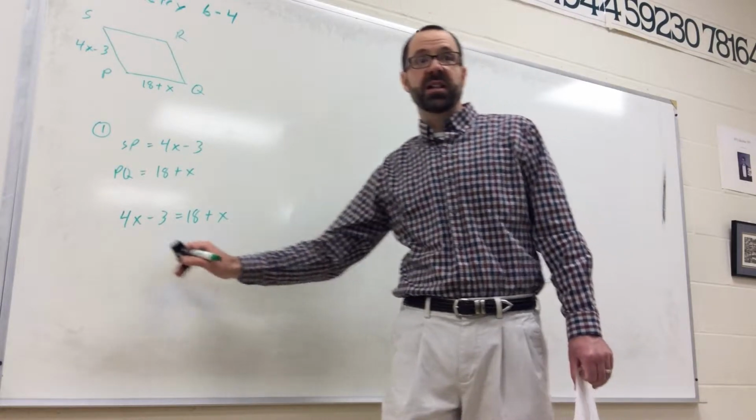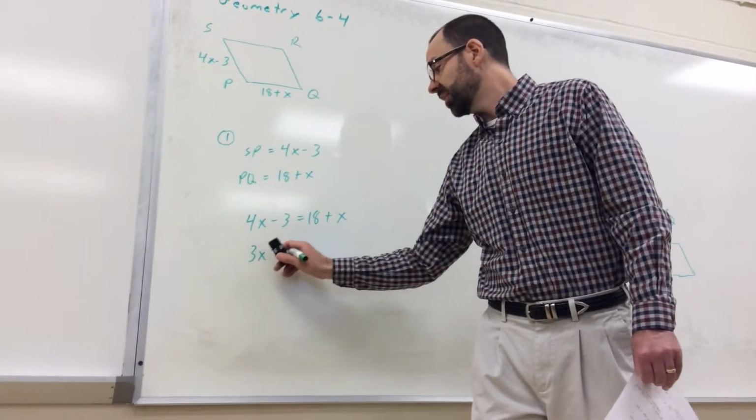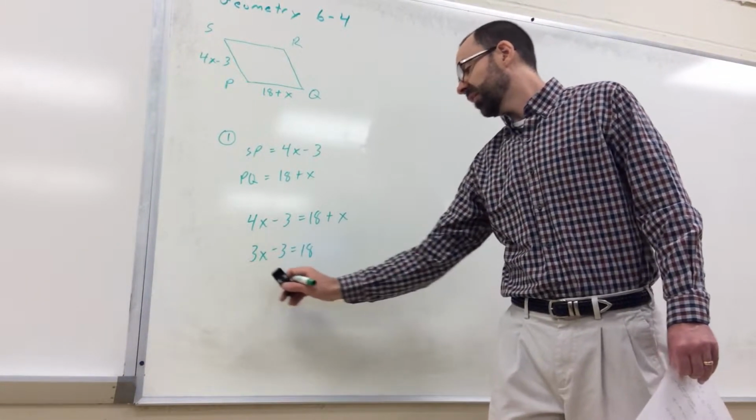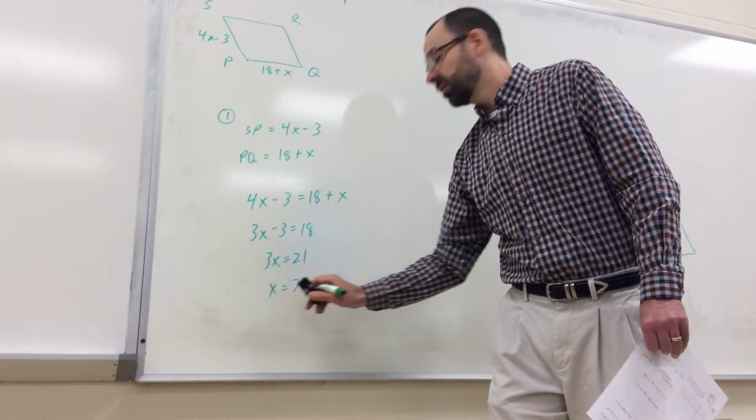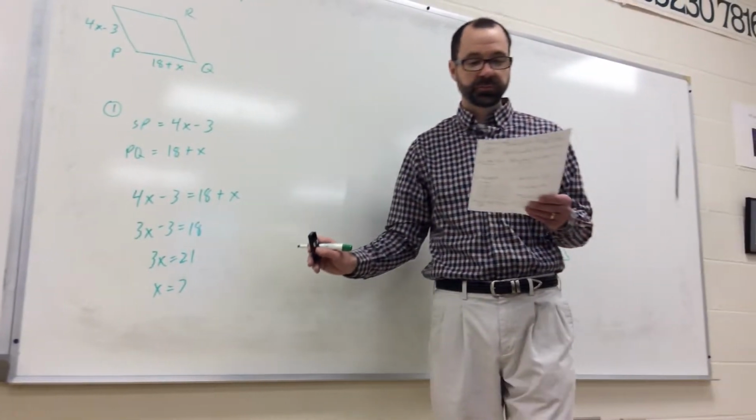All right, so we're going to subtract x over. So 3x minus 3 equals 18. And we're going to add 3 to both sides. So x comes out to 7.